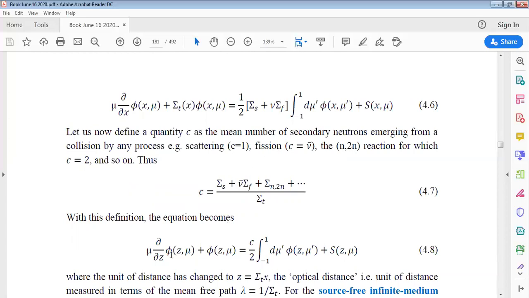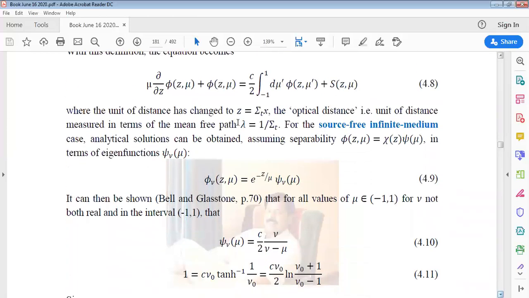With this definition, we can write this, and notice that here we've got x, the physical distance, and here we've got the optical thickness. Optical distance means the physical distance expressed in terms of the number of mean free paths. Because sigma t has units of 1 over centimeter, lambda, the mean free path, has units of centimeter. So per centimeter times centimeter, it becomes a dimensionless quantity, and distance is measured in terms of the mean free path. So 10 mean free paths is usually good enough to solve a problem.